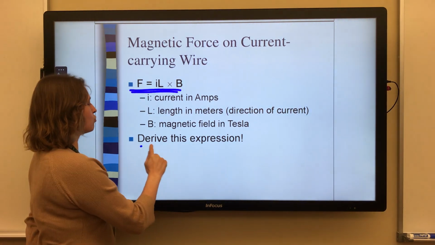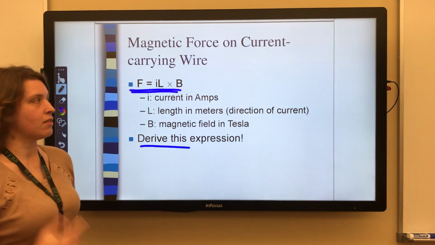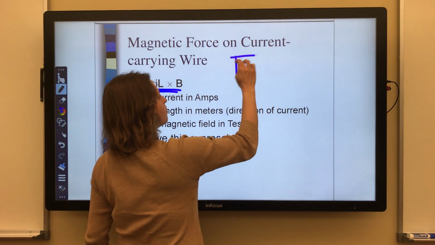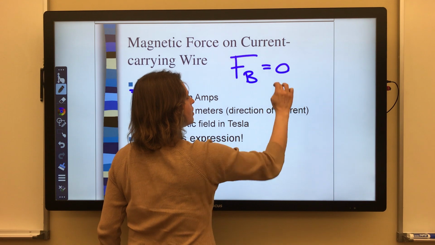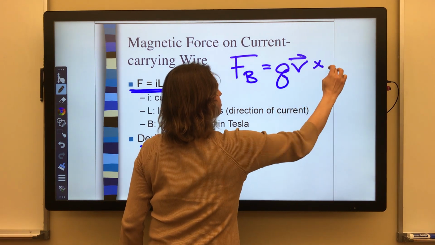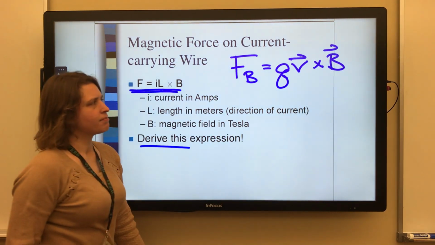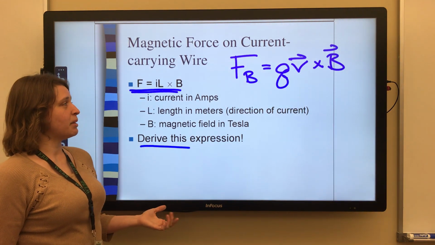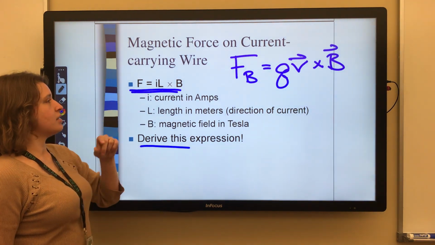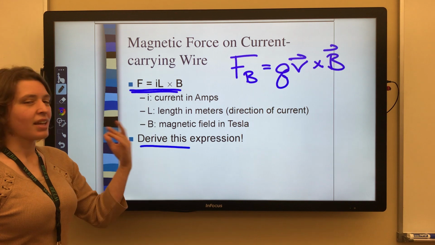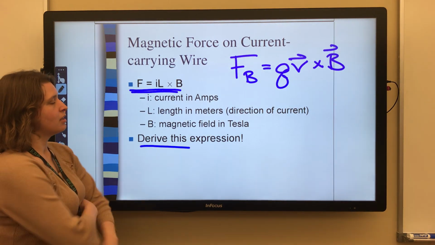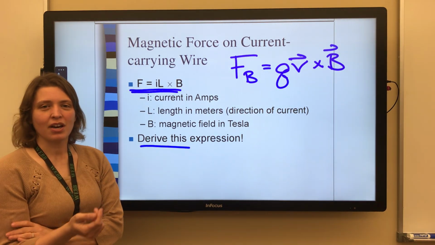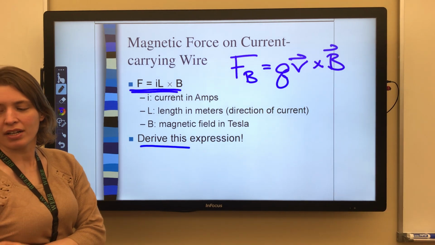This actually comes directly from the equation I just gave you. Before, we said that magnetic force is equal to Q V cross B. If instead I'd like to be able to talk about current and length of wire, then I've got to make some changes in my equation. Any thoughts? Do you see where it should be? You can try to derive that.